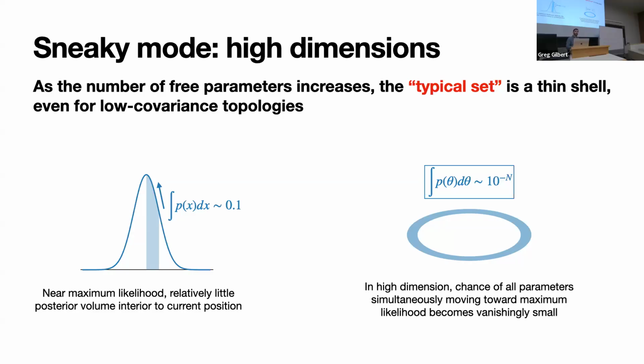This is a term you might see, the typical set, right? It effectively means your volume element near the maximum likelihood becomes infinitesimally small in high dimensions. And so you're moving further and further away from that. You can think of it like this: if you have 100 dimensions, your chances of all 100 simultaneously moving towards the likelihood become negligibly small. That's a very hand-wavy explanation of what the typical set is, rather than a mathematically rigorous one, but hopefully it helps to build some intuition.